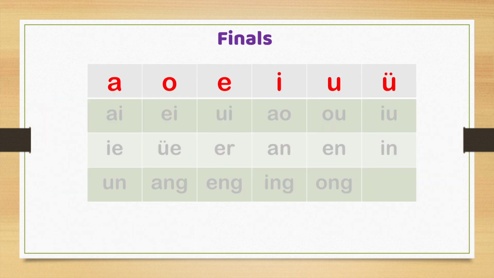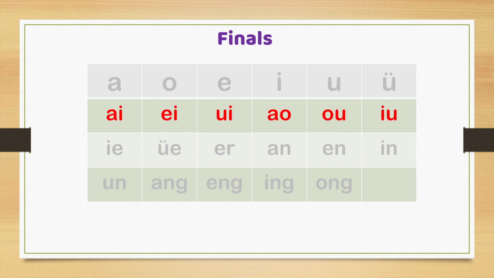In last lesson, we've learned the first 6 finals. Still remember? Let's read one more time. A, o, e, i, u, ü.